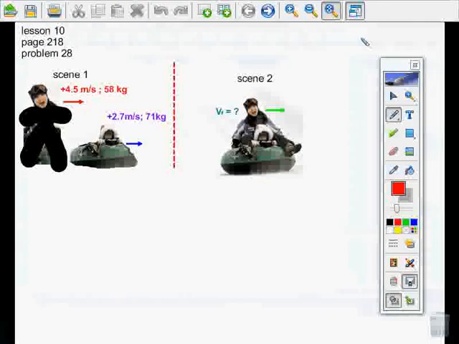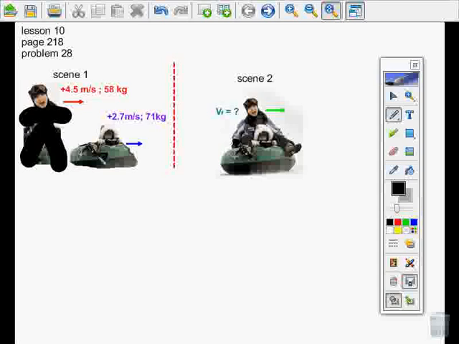All right. So, lesson 10, page 218, problem 28. So, this is an inelastic collision in disguise. So, this woman here runs, catches up, jumps on the sled with the kid. So it's as if the two objects stick together.